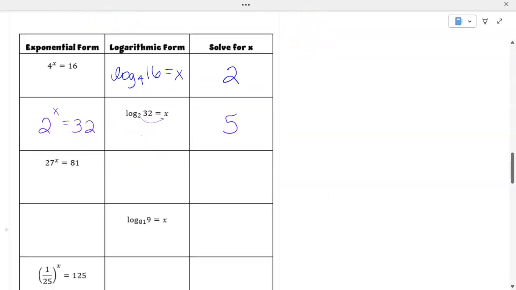Now let's look at the next one. So the next one, we have 27 to the x equals 81. And here, if we're going to write this in log form, it would be log, and my base of my exponent becomes the base of my log.